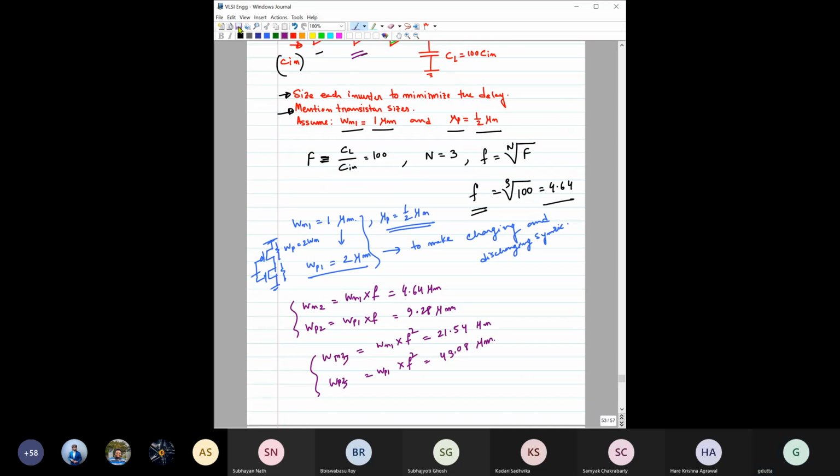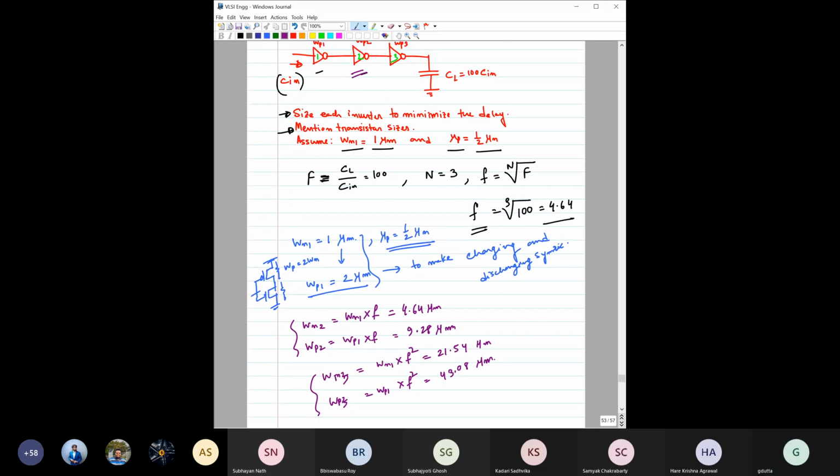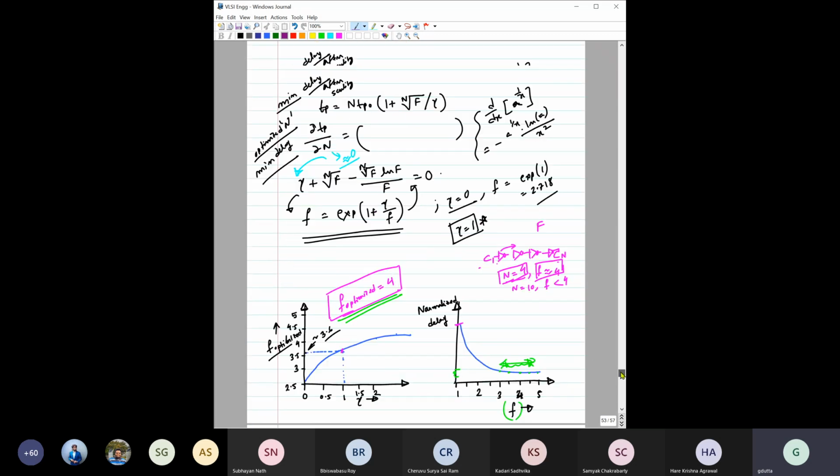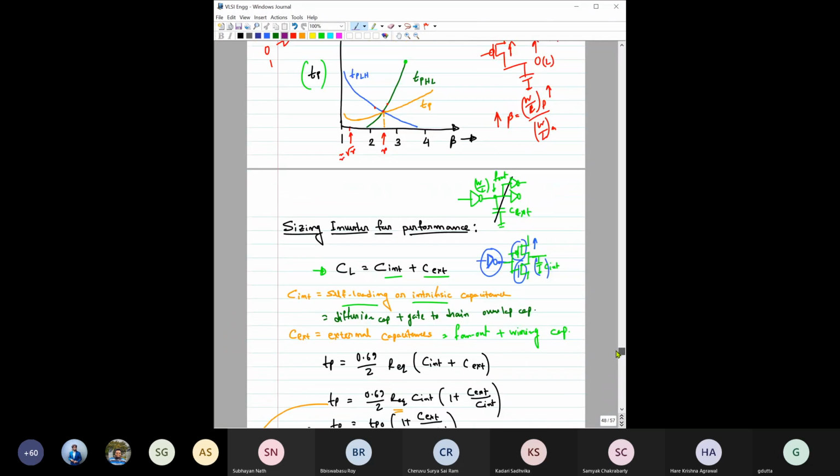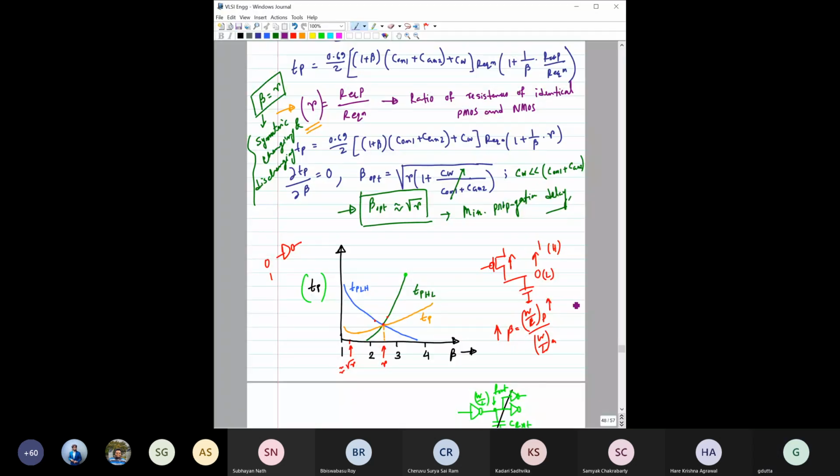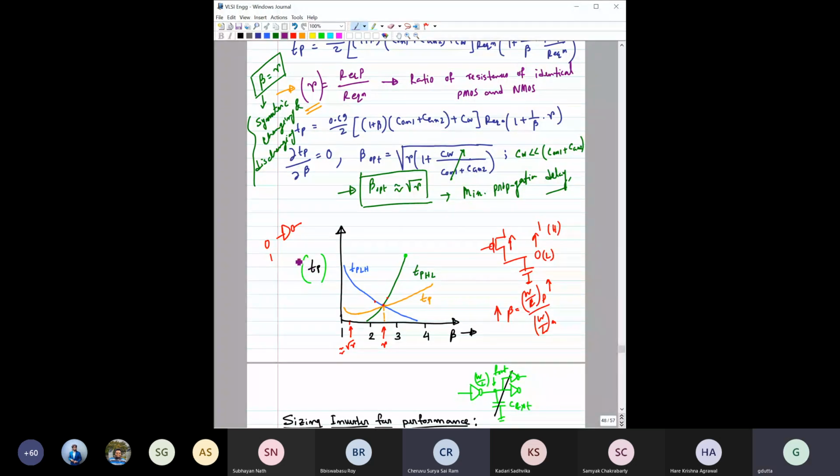Sir, but in this question we need to minimize the delay, right? So shouldn't we take the root R condition? Yeah, you can take the root R condition, but do you recall there was something different there? What was the issue if you take root R? Charging and discharging time won't be the same. TPHL and TPLH will have a significant difference.